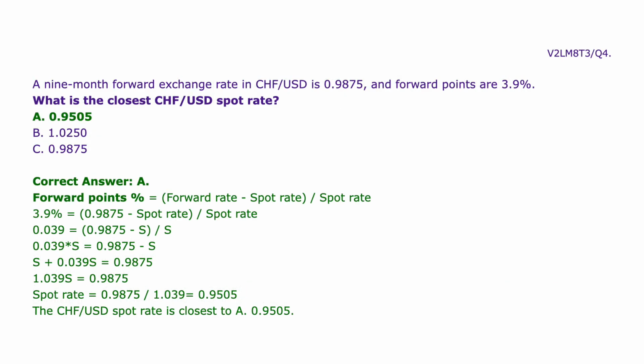Forward points in percentage terms are calculated as forward minus spot divided by spot. This relationship allows you to back out the spot rate when the forward rate and forward points are given. Spot rate equals forward rate divided by 1 plus forward points percent. Substituting the values gives the spot rate 0.9505.